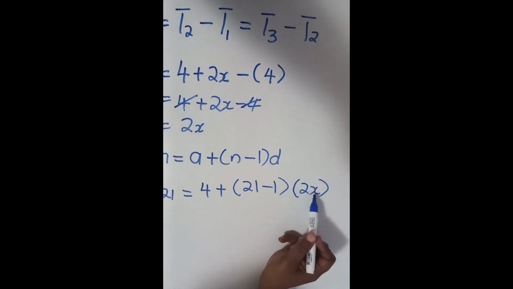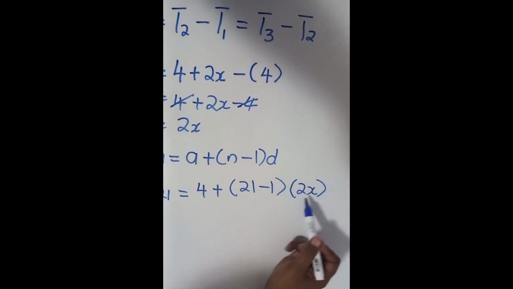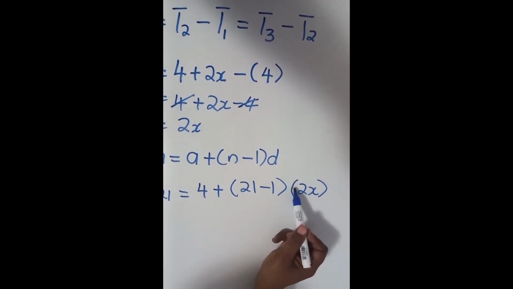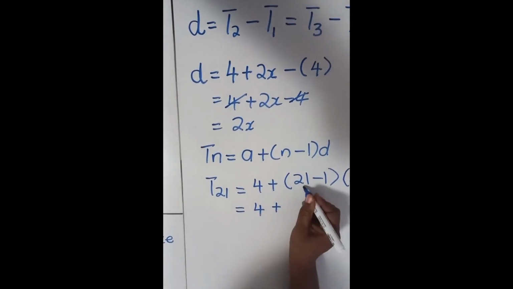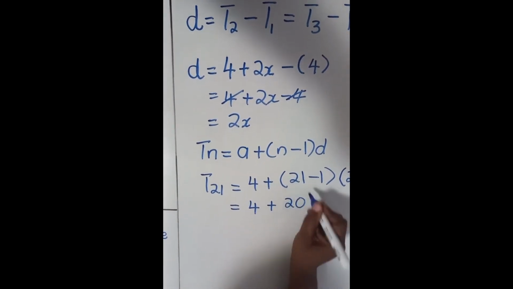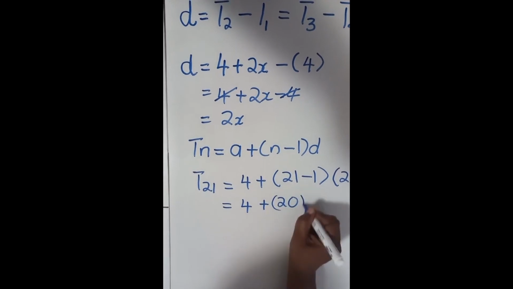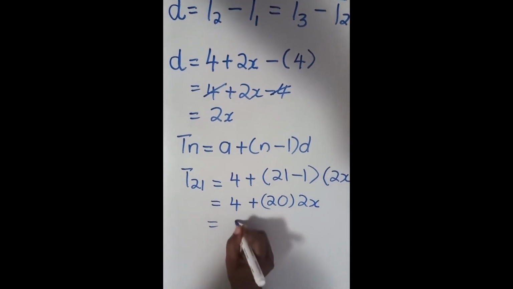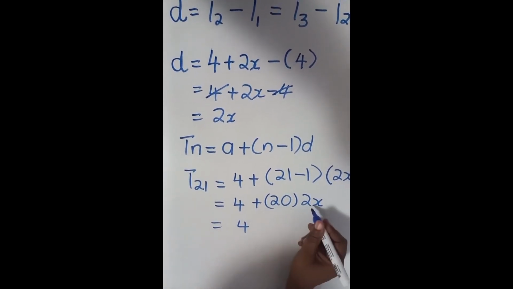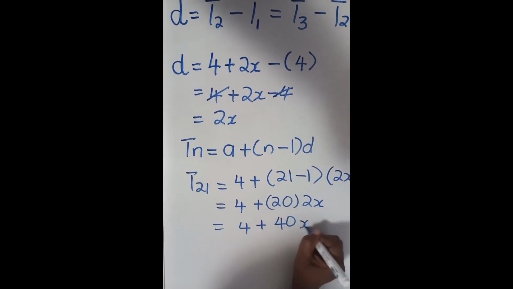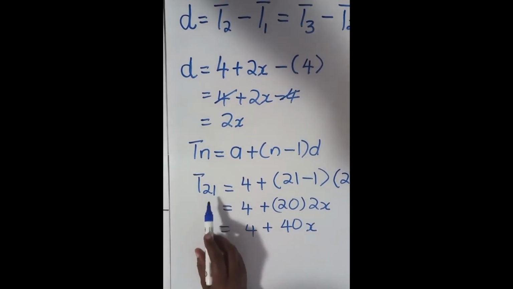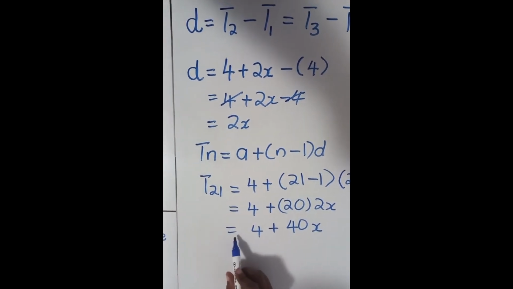And when you have brackets like this, it's factors. It means you multiply this 2x with everything inside the bracket. So we have 4 plus, this will be 20, 21 minus 1 will be 20, times 2x. 20 times 2x will be 40x. So this is your 21st term. The 21st term will be 4 plus 40x.